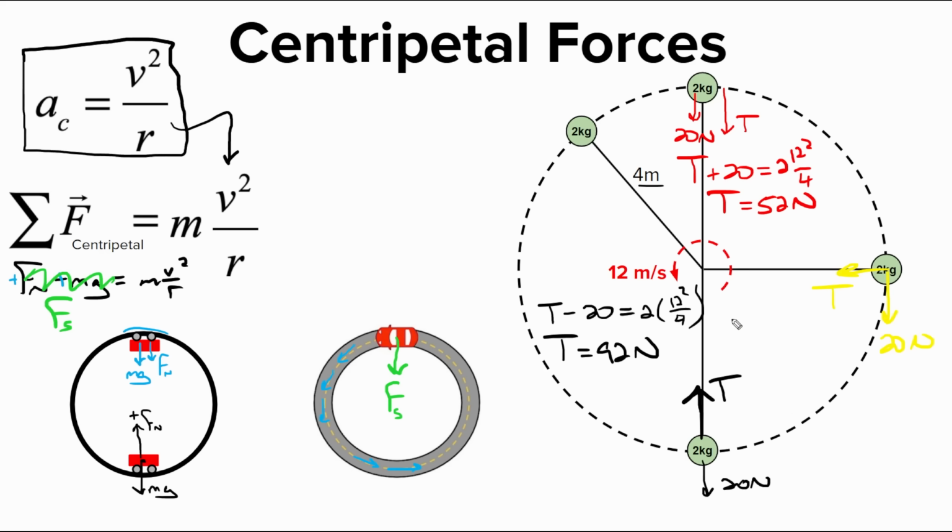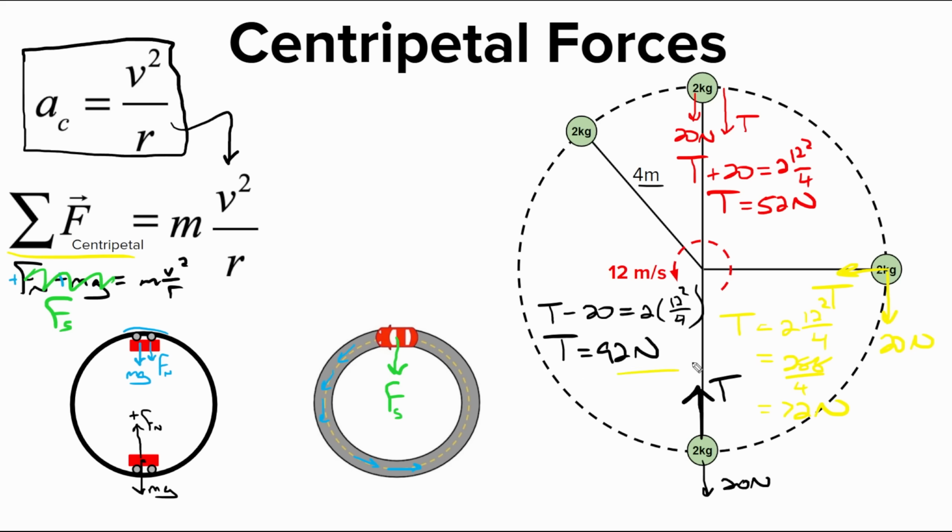So if we were to do this one, the only net force centripetally would be tension, which would equal m is 2, v squared would be 12 squared over 4. At that point it'd be 144 times 2 is 288, divided by 4. Got to do math here. That'd be 72 newtons.